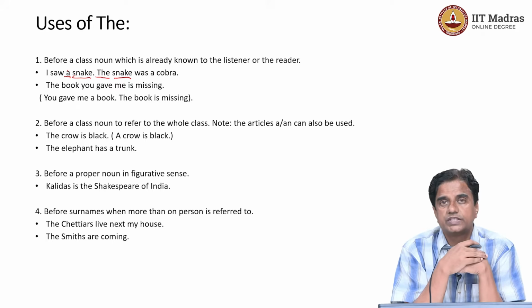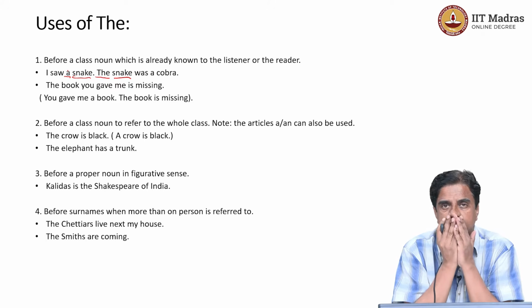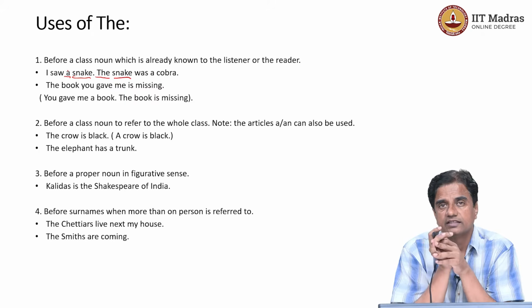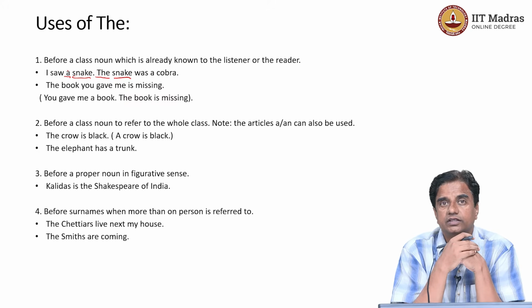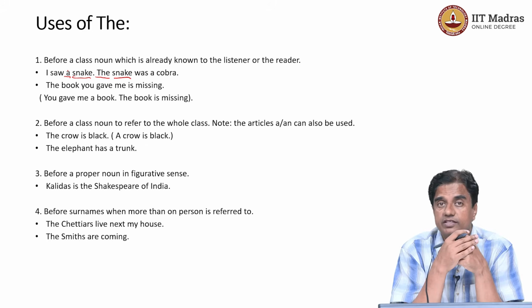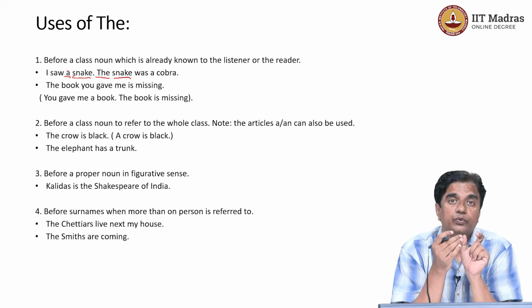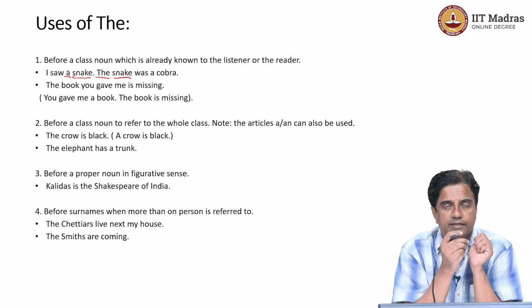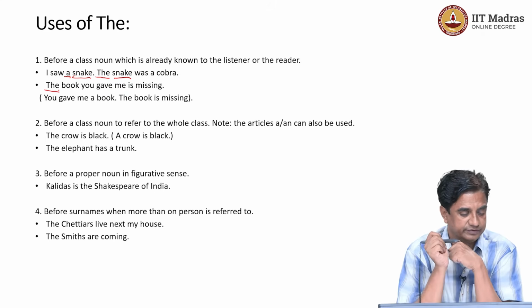So we can use the similar thing in a different context. We can say the book you gave me is missing. We can't say in this context, a book that you gave me is missing. We can say you gave me a book. The book that you gave me is missing means I am talking about the book that you gave to me. Then it becomes a definite entity and hence the definite article here.